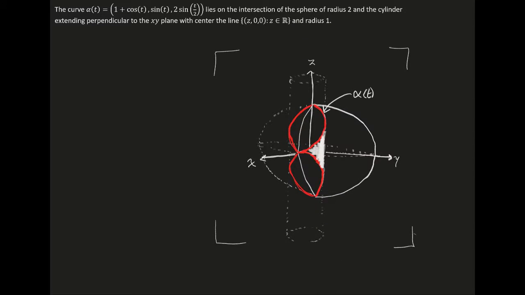For a more complicated example, we can consider the curve alpha of t defined as 1 plus cosine of t, sine of t, and 2 sine of t over 2, which is the curve that lies on the intersection of the sphere of radius 2 and the cylinder extending perpendicular to the xy plane with center the line which is parallel to the z-axis and intersects the xy plane at the point 1, 0, 0, and the cylinder is of radius 1. In the figure, we have an outline of the sphere and that cylinder, and it intersects the sphere along the red curve.